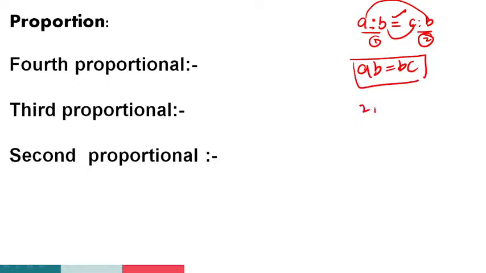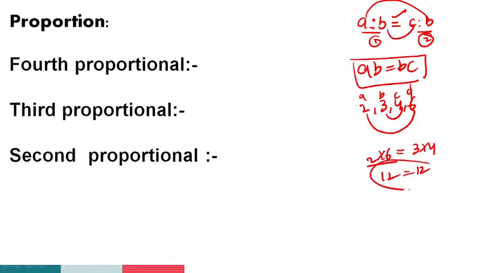For example, 2, 3, 4, 6. Find out the proportion. Look like A, B, C and D. What is the proportion formation? AD is equal to BC. 2 into 6 is equal to 3 into 4. 2 sixes are 12, 3 fours are 12. 12 is equal to 12. Is it a proportion or not? Yes, it is a proportion.